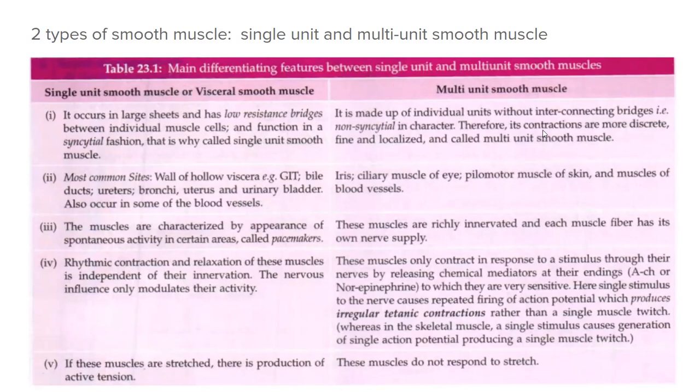So again, coming to this, these are non-syncytial. These are individual components. They are discrete. And these are your iris, ciliary muscle, pilomotor muscle of skin, sweat glands and eye muscles. So what is here is these have richly innervated nerve supply. They need the nerve transmission for it to contract. Whereas this, like the cardiac muscle, has pacemaker tissue.